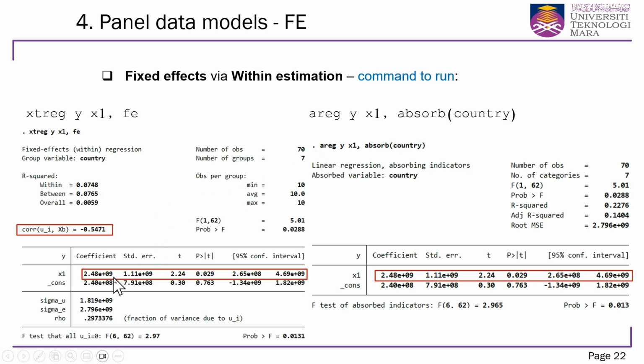We can clearly see from the result that the coefficient estimate of x1 is consistently identical to the one that we obtained from LSDV estimation earlier, which is 2.48. Regardless of the command that we use, either xtreg or areg command. Let's head to Stata and try for ourselves the command.